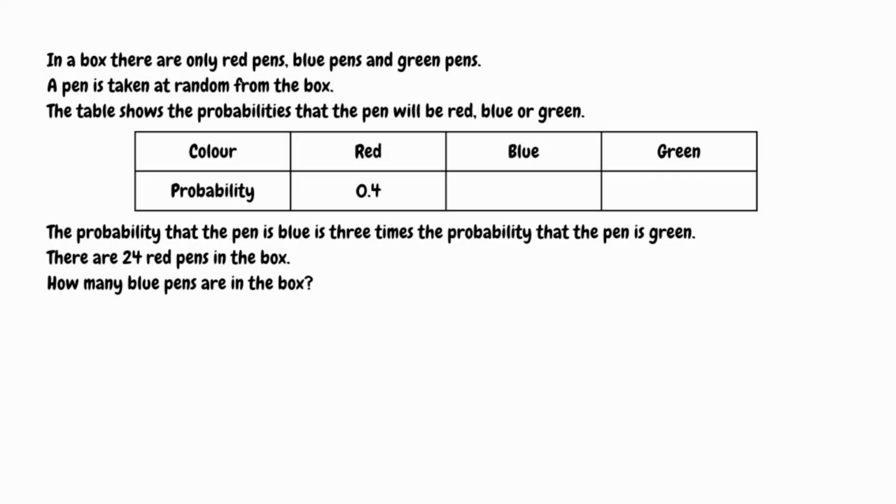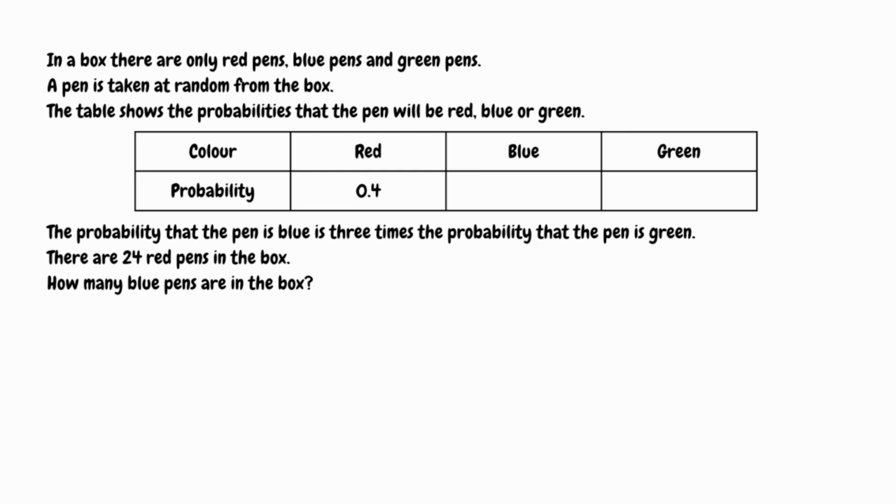Okay, so in this video, we're going to take a look at how we can use probability to find totals. For this first question, we have that in a box there are only red pens, blue pens, and green pens. A pen is taken at random from the box. The table shows the probabilities that the pen will be red, blue, or green.